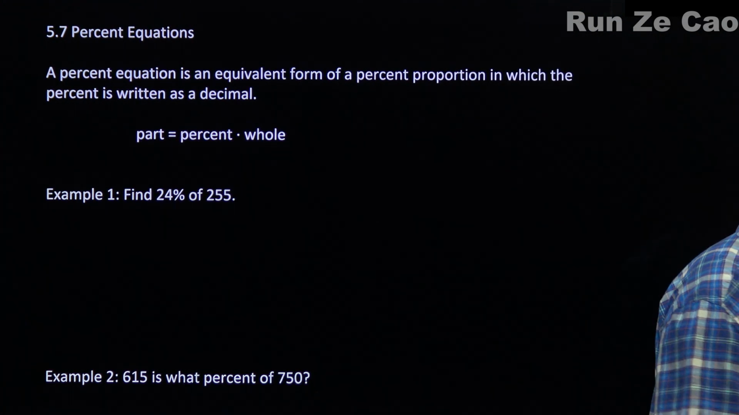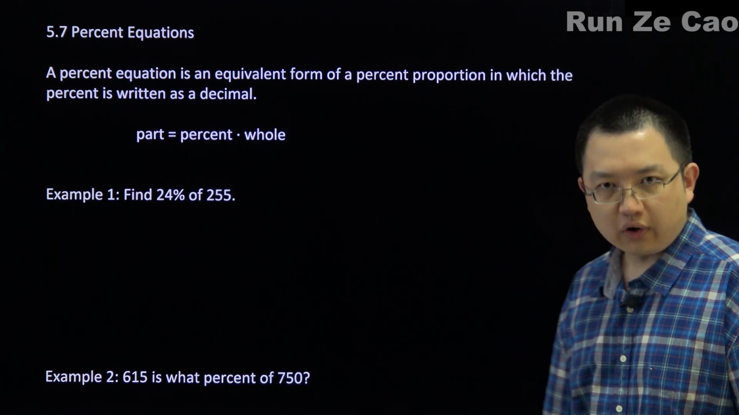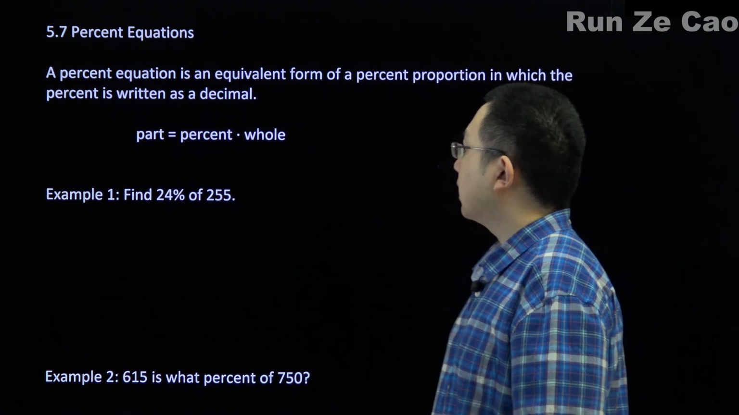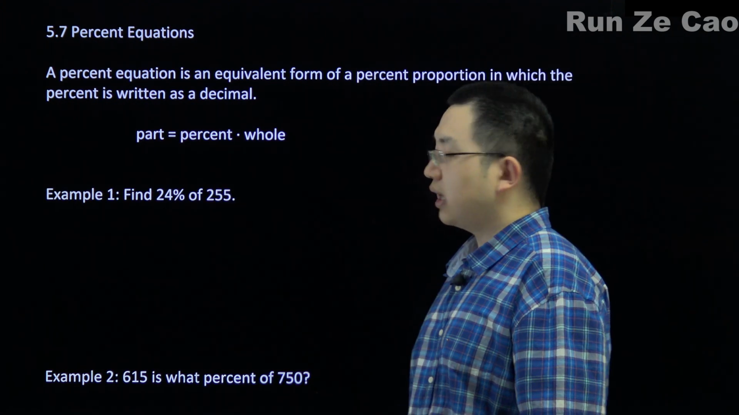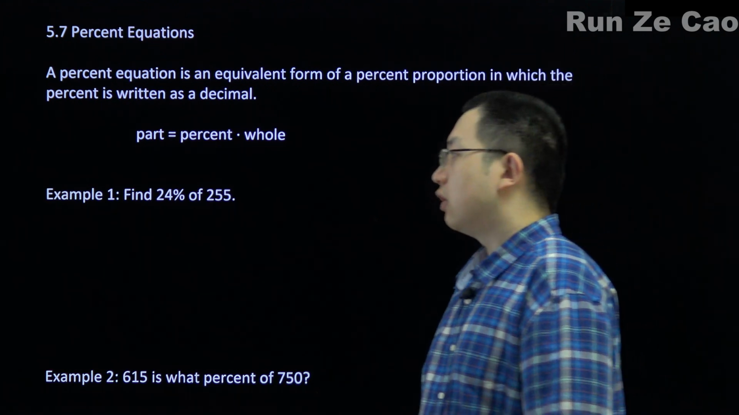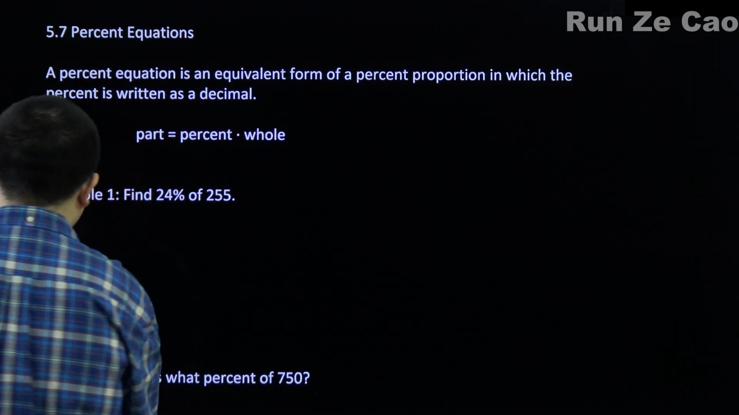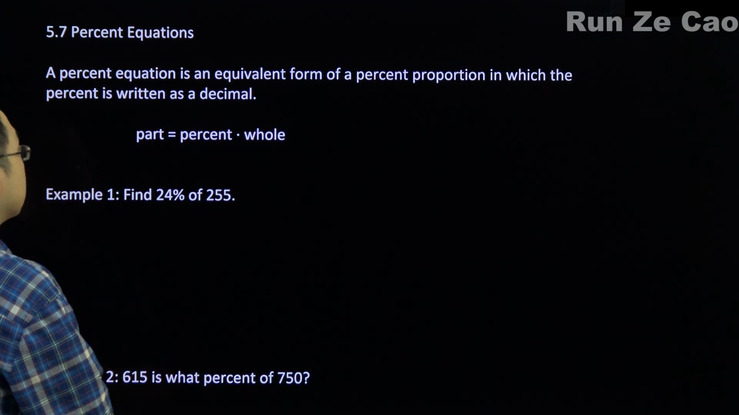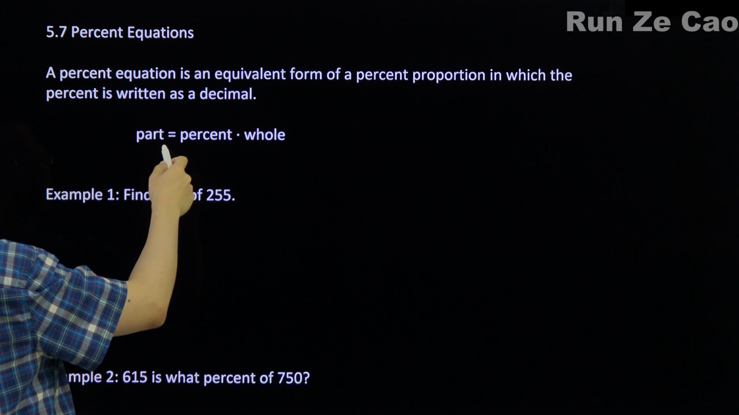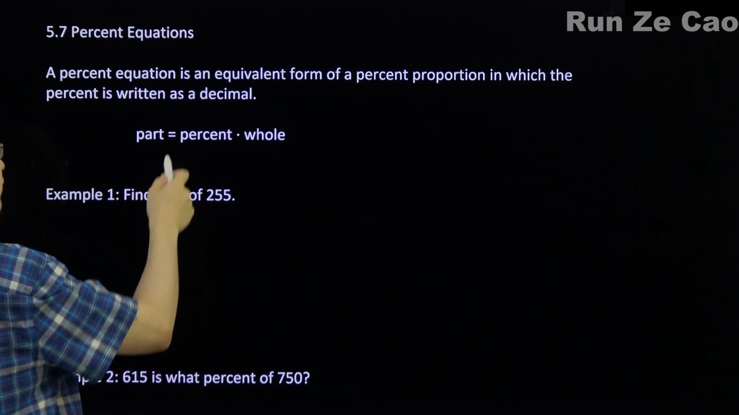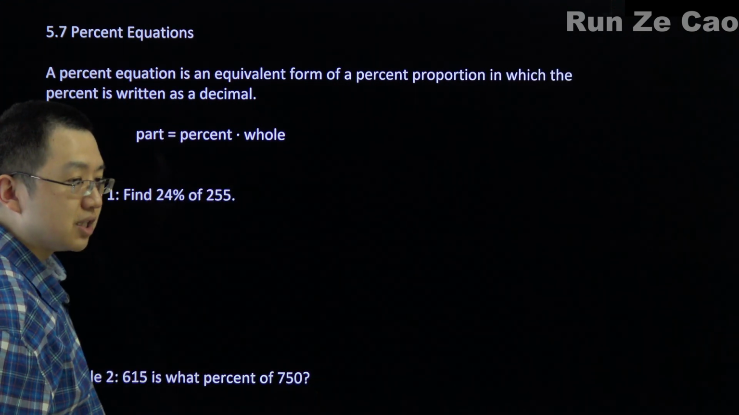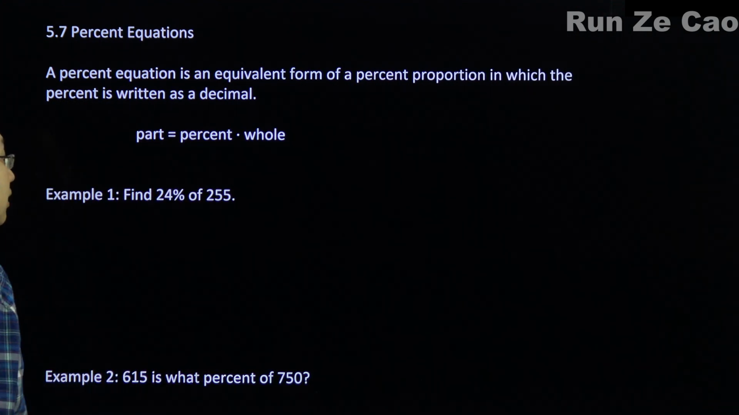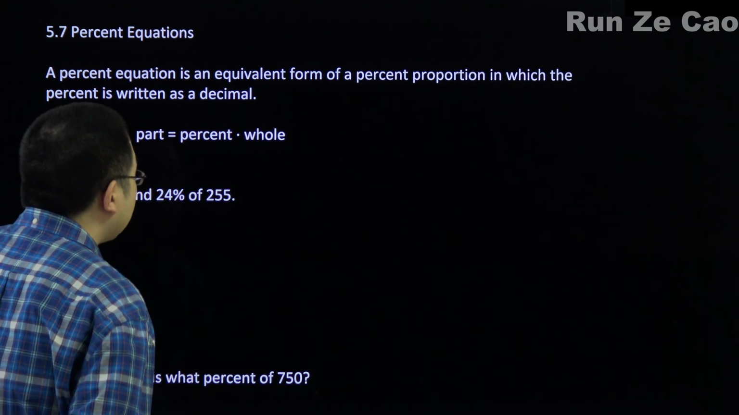Percent equations. These are equivalent forms of percent proportions, and we write this with the percent written as a decimal. Or alternatively, you can just write the percent with the percent symbol attached, which tells you that instead of multiplying by 50, you're multiplying by 50 out of 100, which is, of course, pretty different as an outcome, just as an example. So part equals percent times whole.